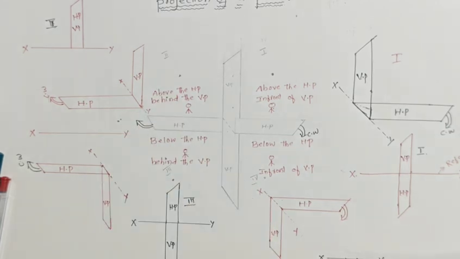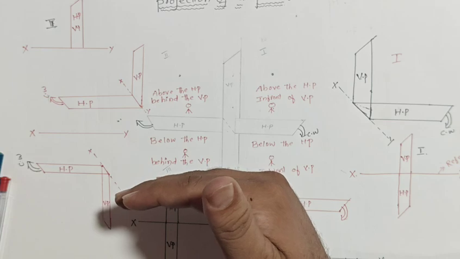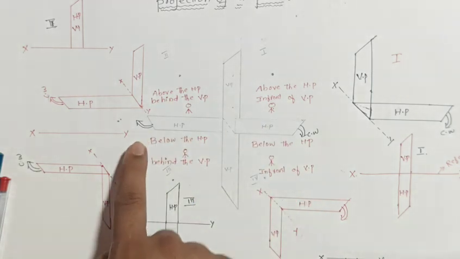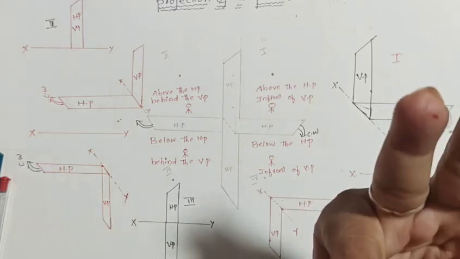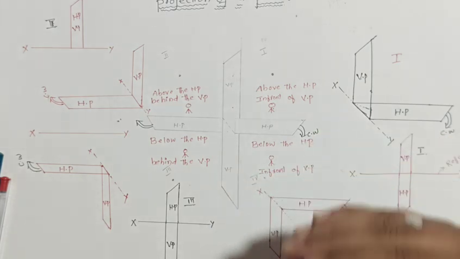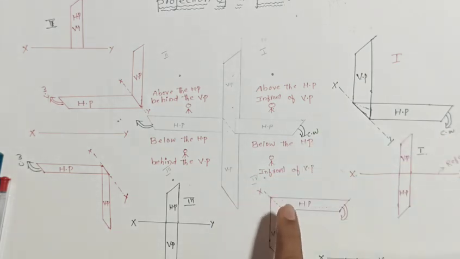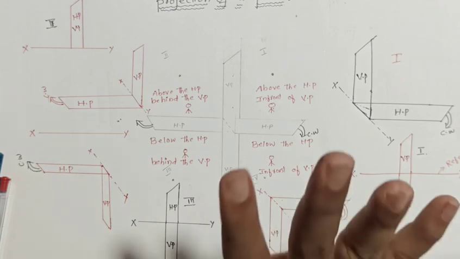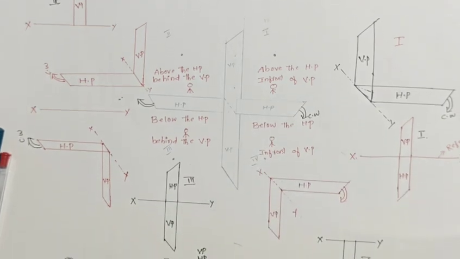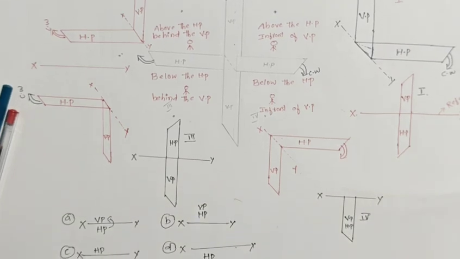Clear? Then a point is 40 mm below the HP and 60 mm behind the VP. Below and behind lies in the third quadrant. Clear? Then in the fourth quadrant, a point is 40 mm below the HP, 80 mm in front of VP. So we understood it lies in the fourth quadrant. Clear?